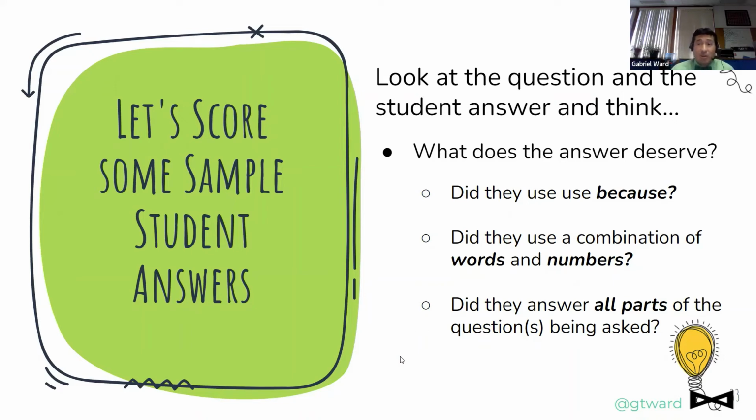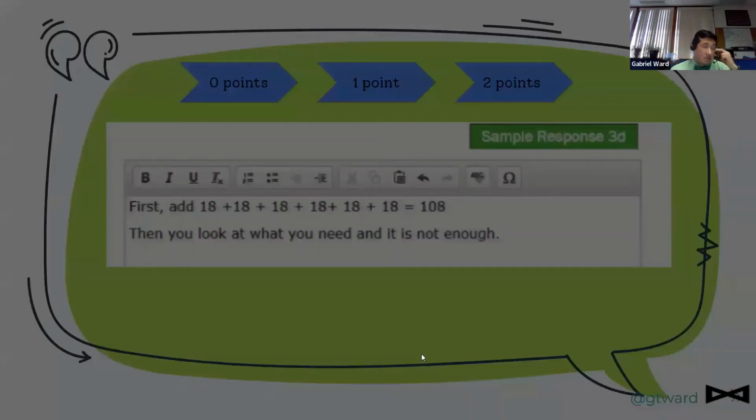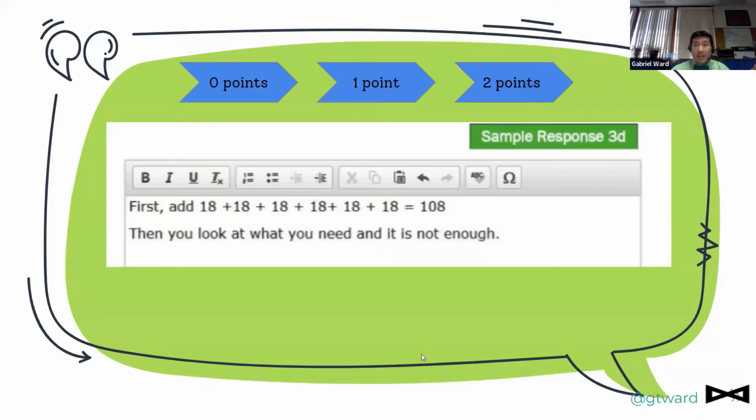And now we get into the role of the grader. The score for this particular item is a maximum of 2. So it can be a 0, a 1, or a 2 based on the response we're seeing. It says, from a student, and again, this is exactly what a student wrote: First, you add 18 plus 18 plus 18 plus 18 plus 18, which equals 108. Then you look at what you need, and it is not enough.